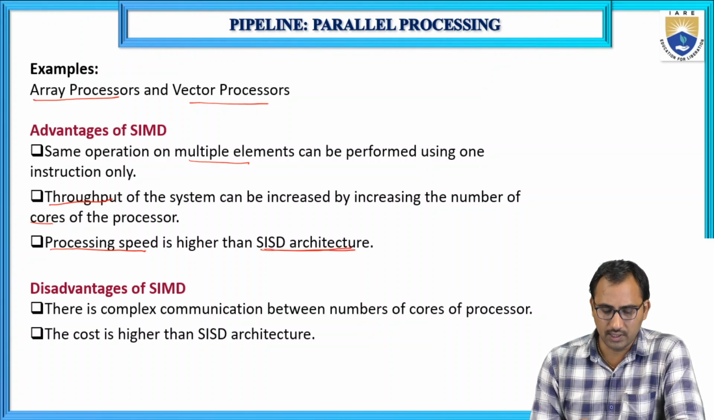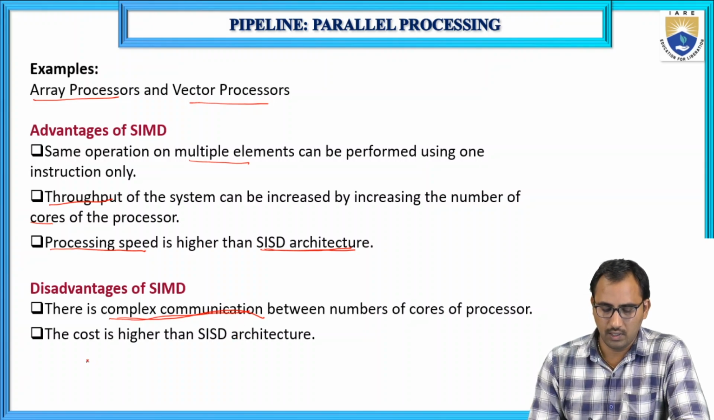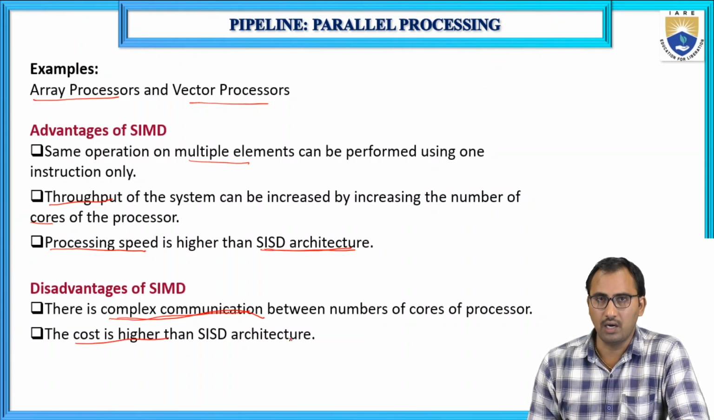And coming to the disadvantages, there is a complex communication issue between the number of cores of the processor. Here the number of cores is more, so the CPU has to communicate with the other CPUs. That's why there is a complex communication protocol problem, and the cost is higher than the SISD architecture, because as the number of CPUs increases, the cost of the system also increases. So that's why the cost is higher than the SISD architecture.